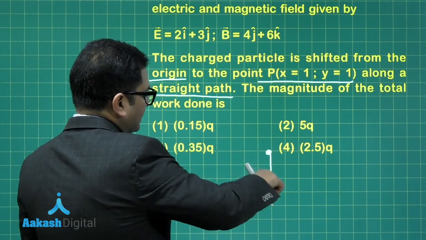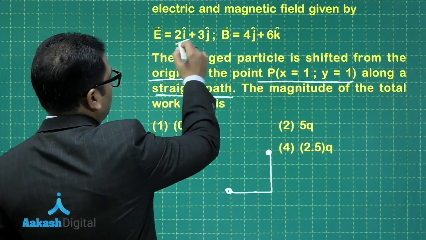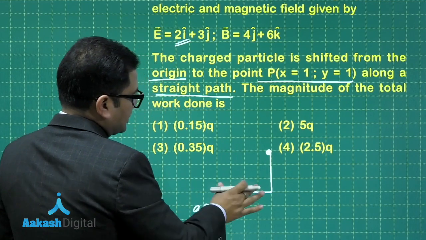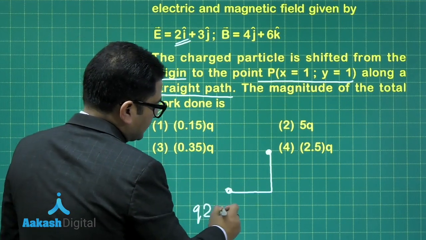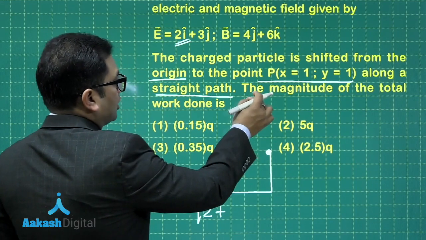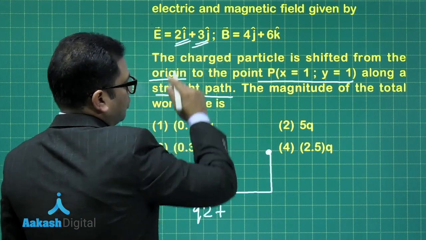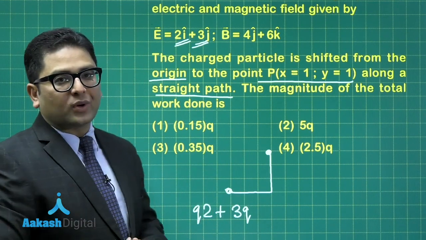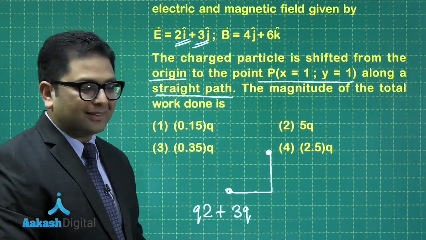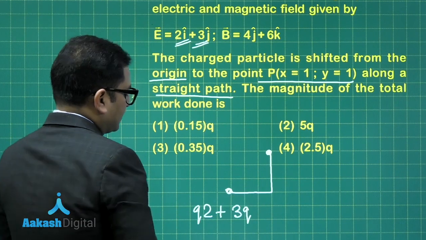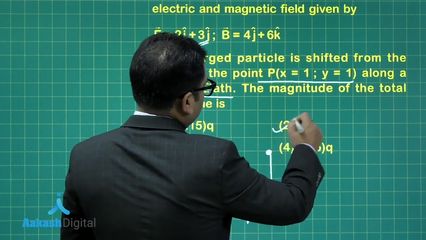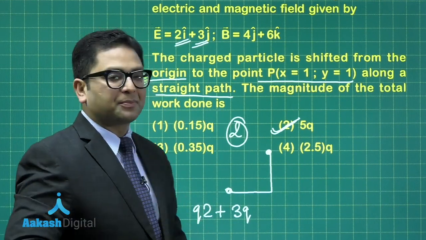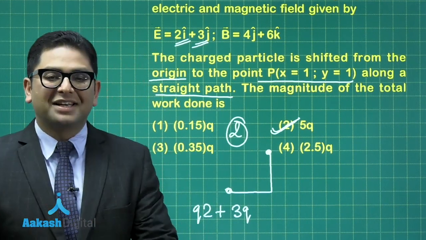While it goes along this side, only the x component will do the work. So Q times 2 is the force and the displacement is 1. Plus, when it goes this side, only the y component of force will do the work. So 3 times Q is the force and the displacement is 1. So that's the total work done, and this gives the total as 5Q. So option number 2 is the correct one for this question. Time to move to the next question now.